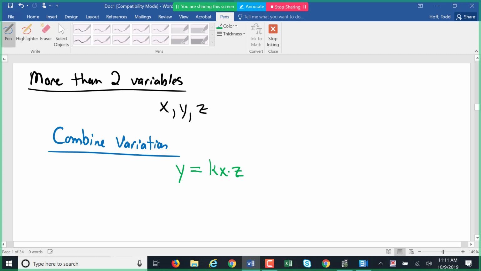So here y varies directly with x and it varies directly with z. If x gets larger, y will tend to get larger. If z gets larger, y will tend to get larger again. But x and z vary inversely with each other. If y doesn't change, if x gets bigger, z has to get smaller, and the other way around.